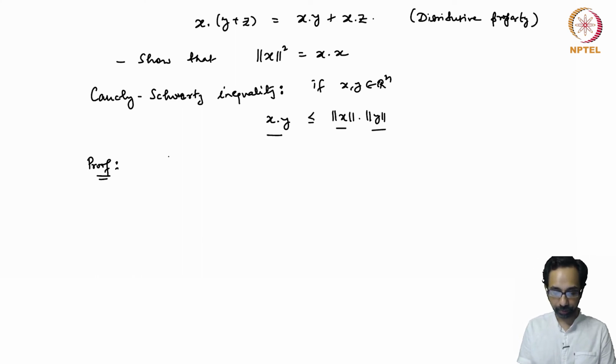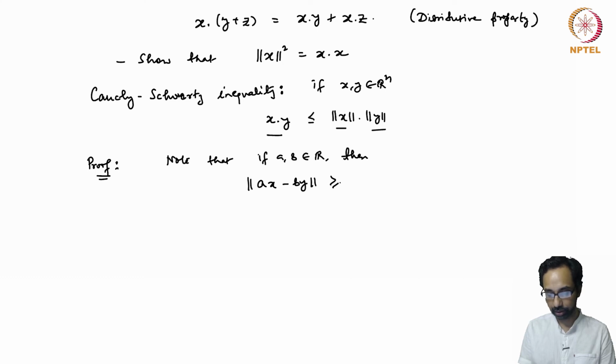The first thing to note is that if a and b are real numbers, then the norm of ax minus by is always greater than or equal to 0, just by the definition of the Euclidean norm.